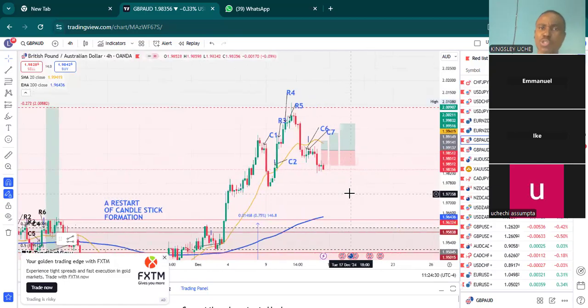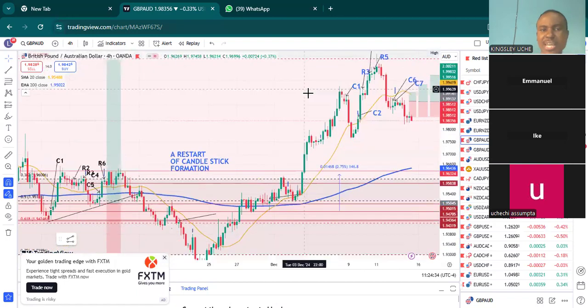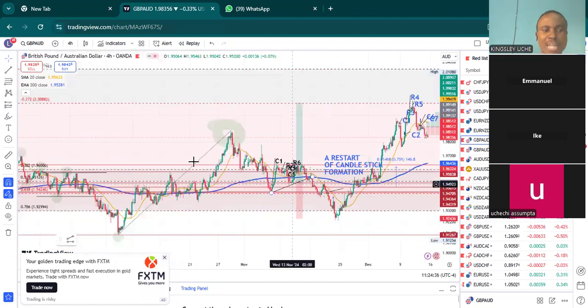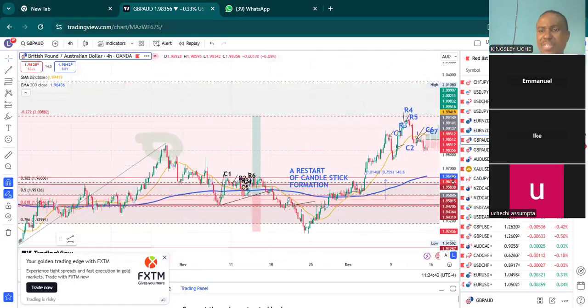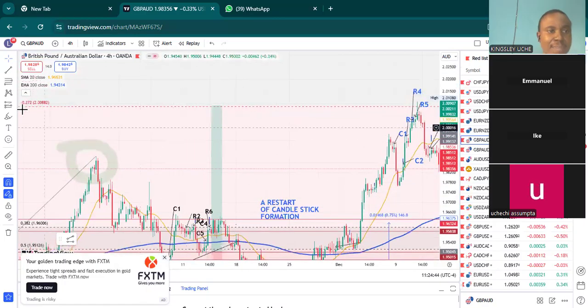Now, the reason why I told us to get out of the market was because, in this downward trend where we're looking to buy the market, we have an overall initial take profit, which is at this red line, the minus 0.272, this area here.